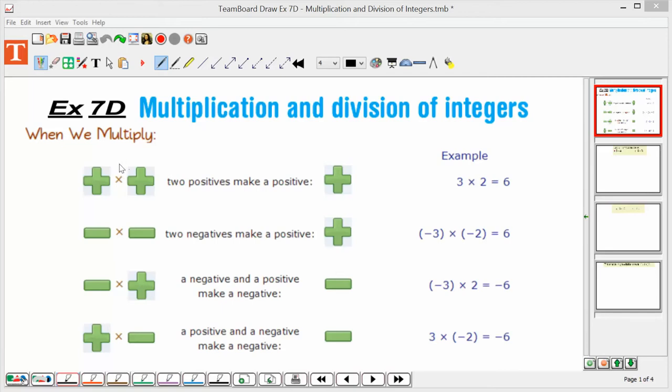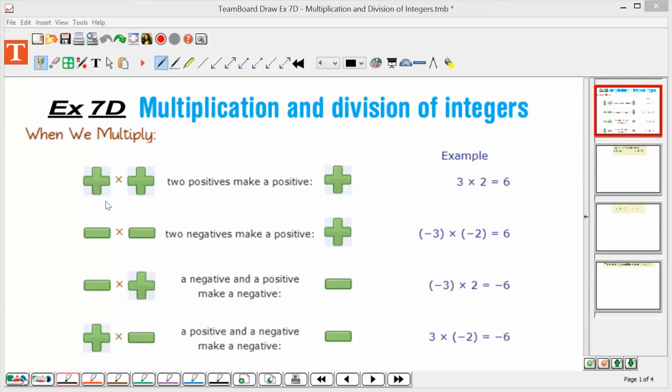Unit with our integers. Here we're looking at exercise 7D, multiplication and division of integers. Remember this stuff. We did write this on the board and I asked you to put it in your notes. So if you haven't put it in the notes, you need to put it in your notes, because this is the most important information you can get.